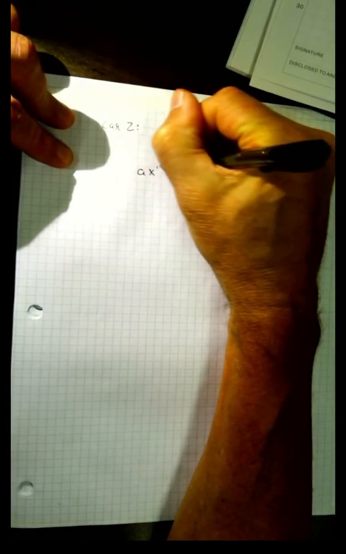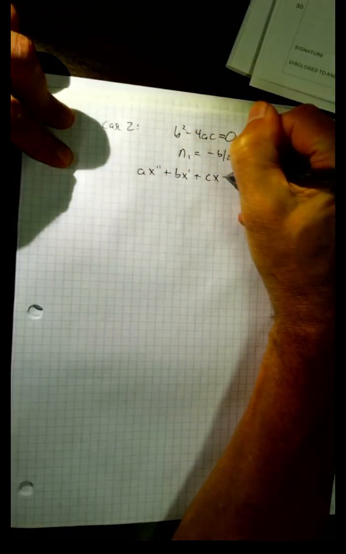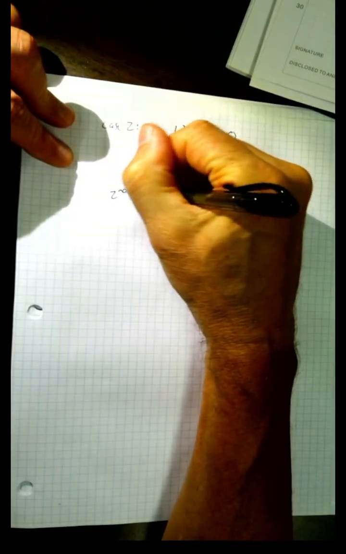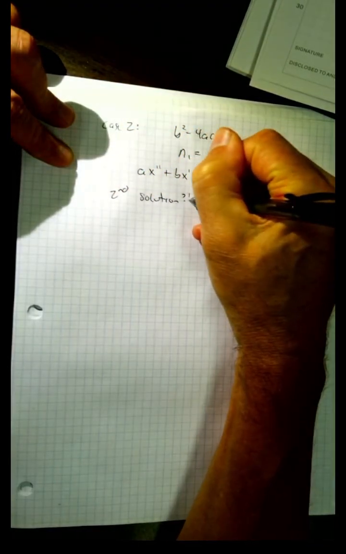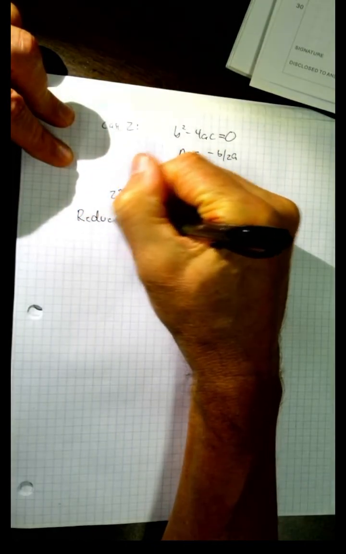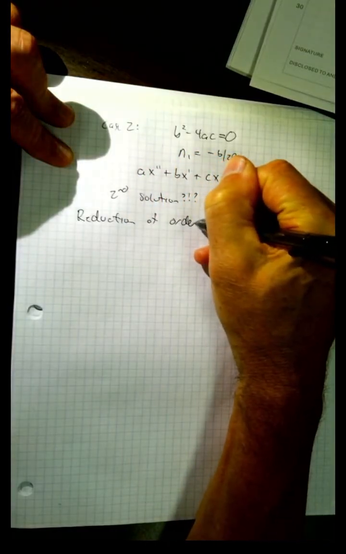Okay, so let's focus now on case 2. So we're going to assume that b squared minus 4ac is equal to 0. So our n is minus b over 2a. Remember, this is coming from an equation of this form where a, b, and c are constants. And again, it's homogeneous because of this 0 here. So we need a second solution. And what we're going to do is something that we're going to call reduction of order.